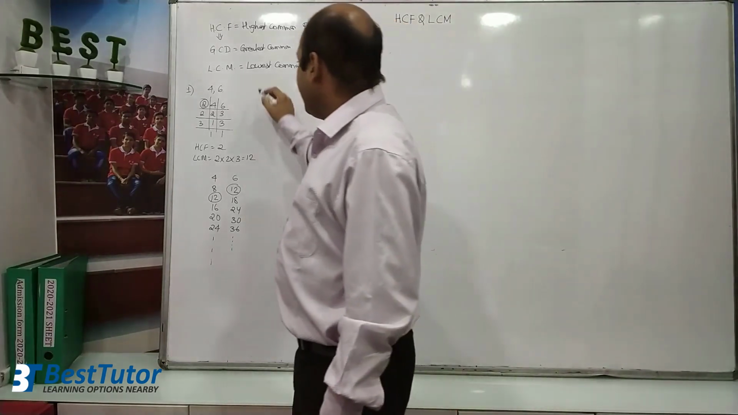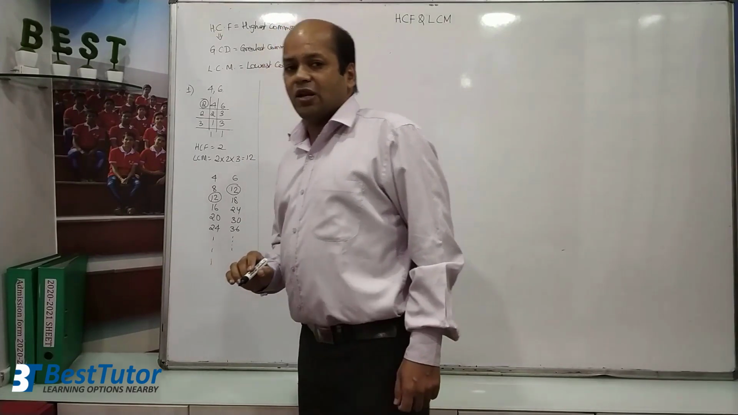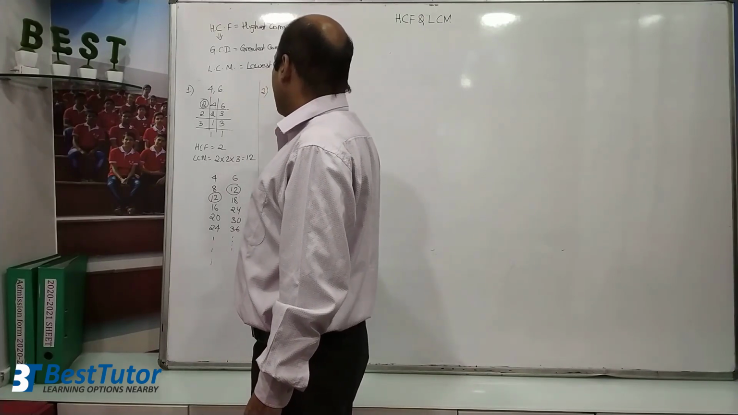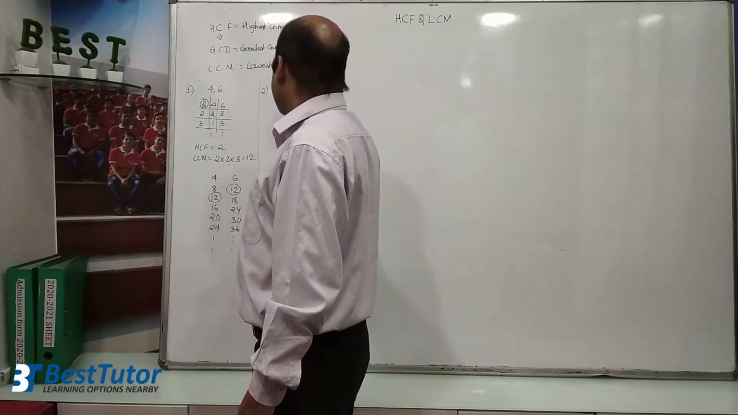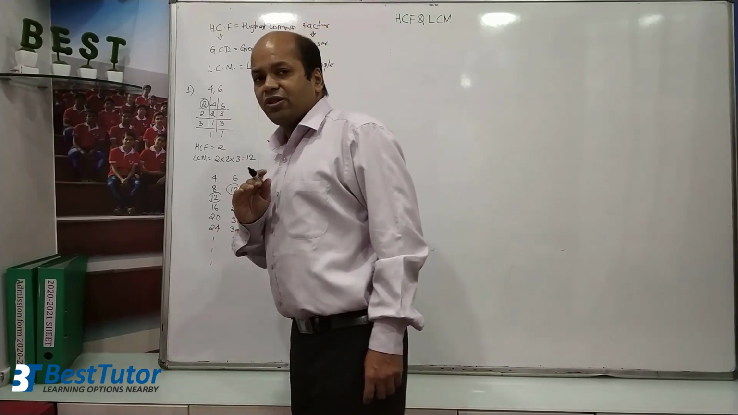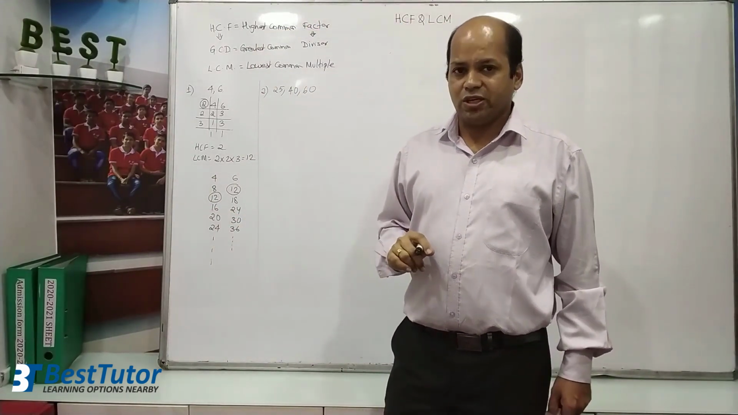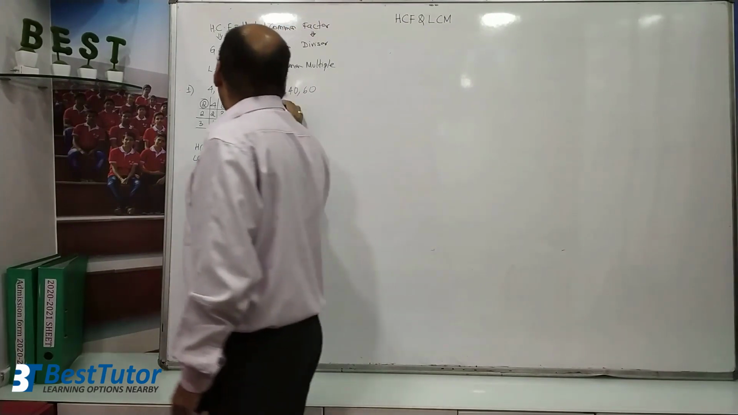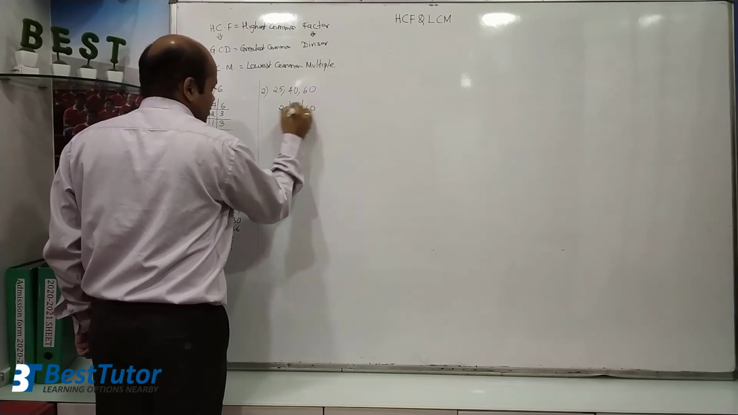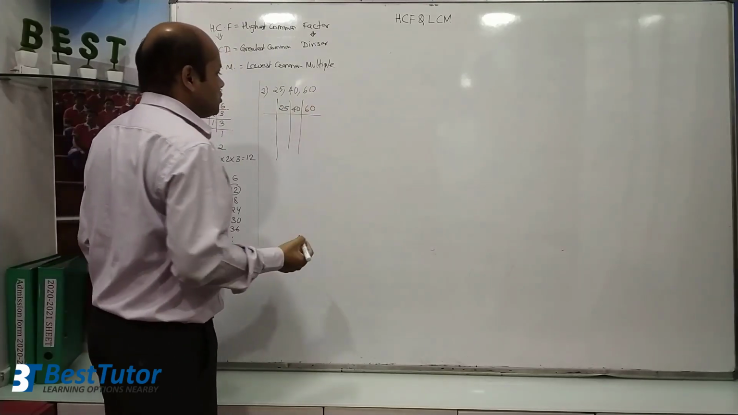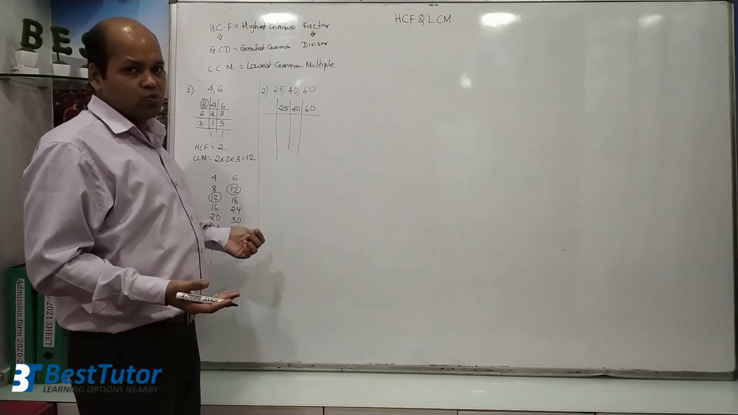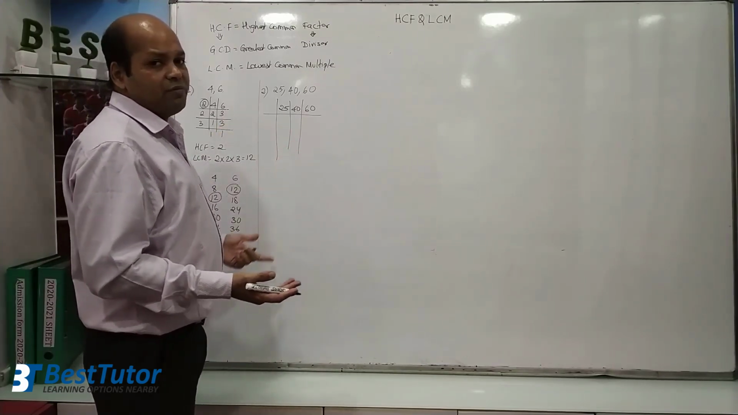Now, I've taken two values here. It is not necessary you have two values. You can have three values, four values also. Now, for a second example, I take the values 25, 40 and 60, three numbers. What is the HCF and LCM of these three numbers? By this method, I write 25, 40, 60. Which number divides all of them? 25 is not even, so it's not divisible by 2. All three of them are multiples of 5.